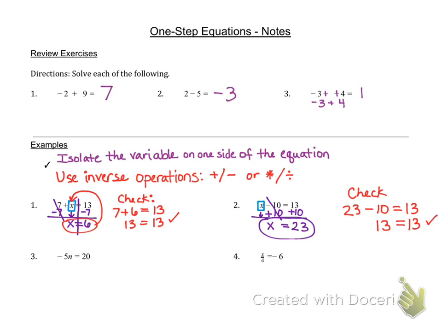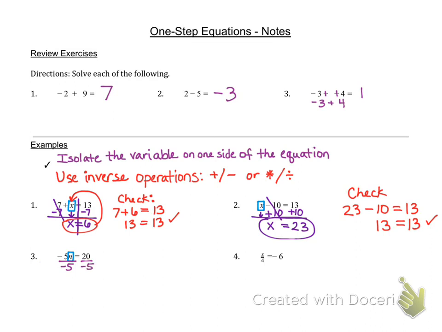Okay, let's look at number 3. We have -5n equals 20. Now when we write negative 5n, that really means negative 5 times n. So what we want to do here is, how do we get rid of that negative 5? How do we separate it from our variable, which is n? How do we detach those two, that negative 5 and the n? And since we're doing negative 5 times n, the opposite operation is dividing. So I'm going to divide both sides of the equation by a negative 5.